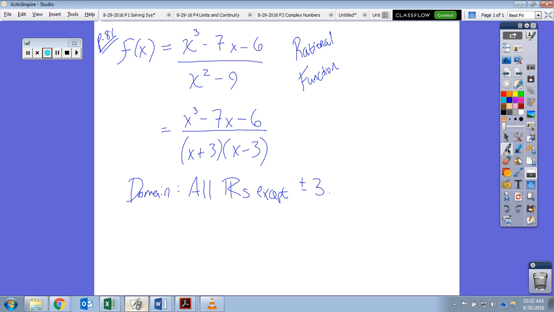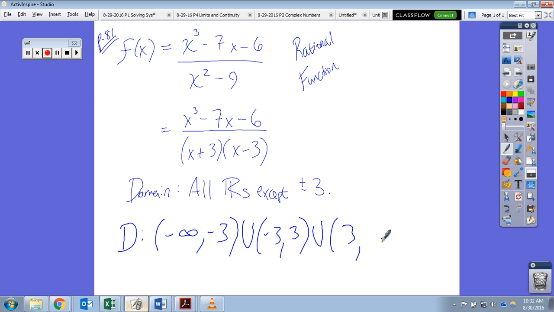You say the domain is, in interval notation, from negative infinity to negative 3, union negative 3 to 3, union 3 to infinity. You guys ever seen this before? Interval notation? Okay. You should be familiar with that.